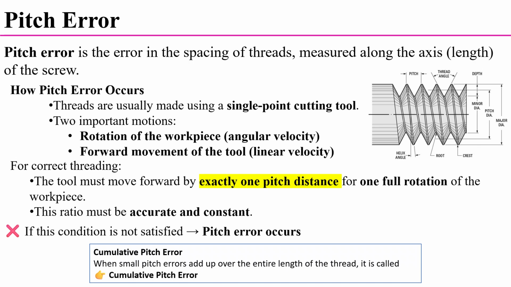Next we have to discuss what is meant by cumulative pitch error. Cumulative pitch error is where small pitch errors add up over the entire length of the thread.